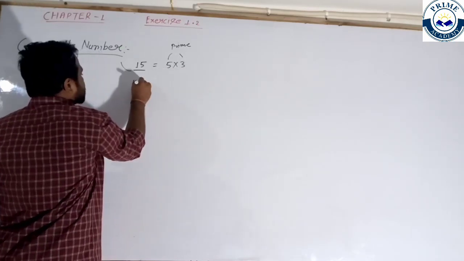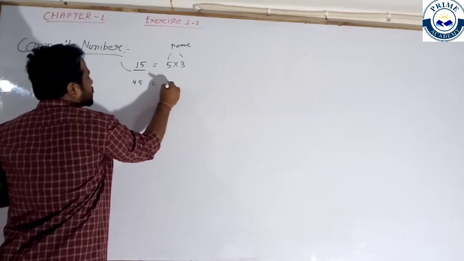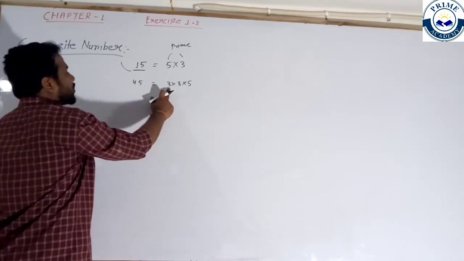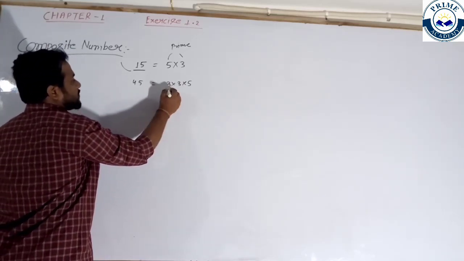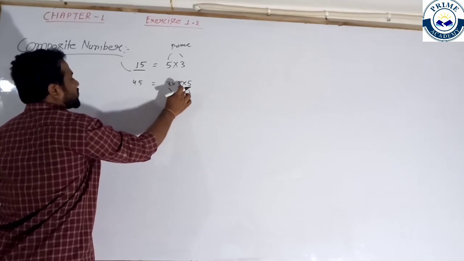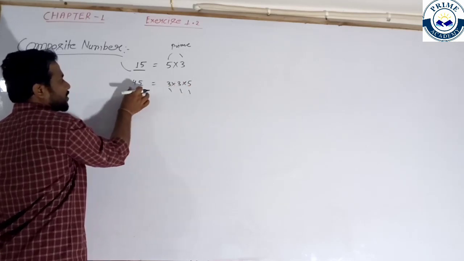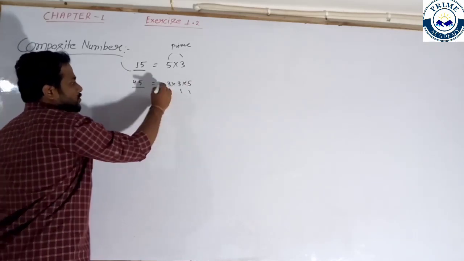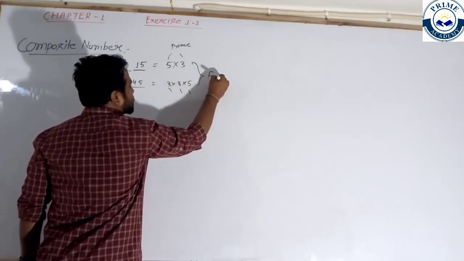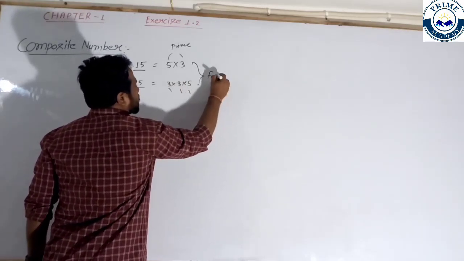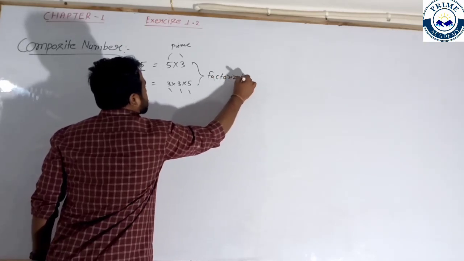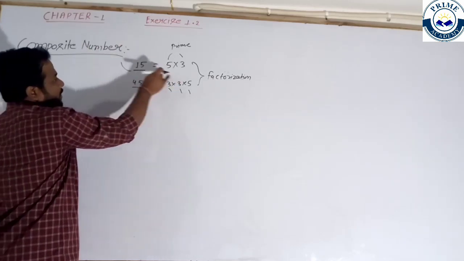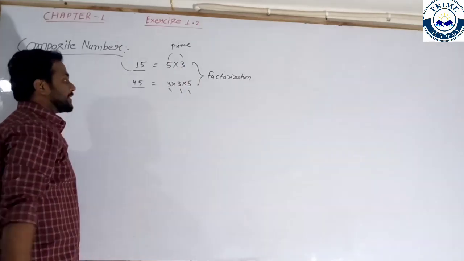For example, let us write 45. This is a product like this: 3 into 3 into 5. These are prime factors, right? A product of prime factors is a composite number. A composite number is always a product of prime factors. This is called factorization. Factorization means we are splitting the composite number into the product of some prime numbers.